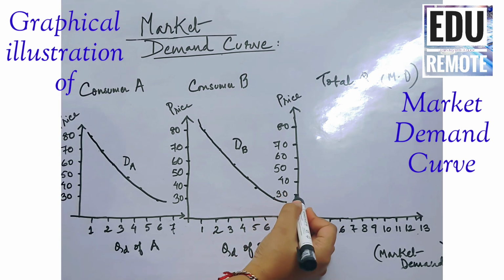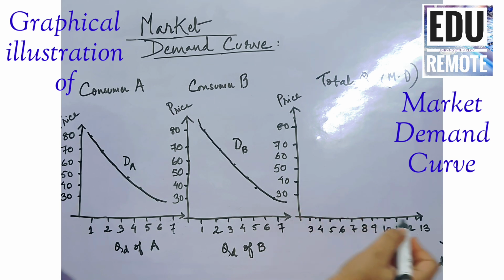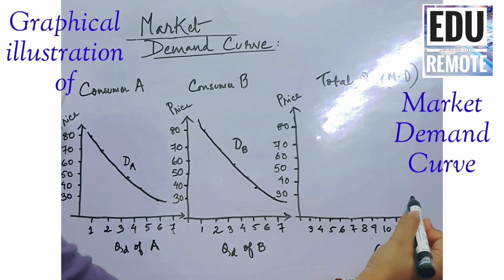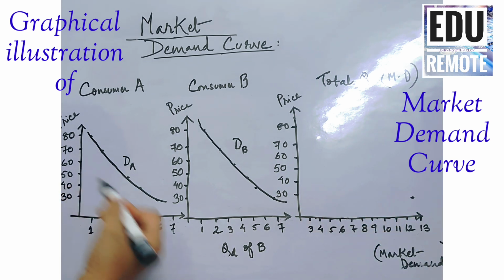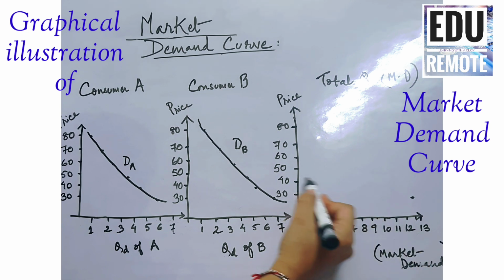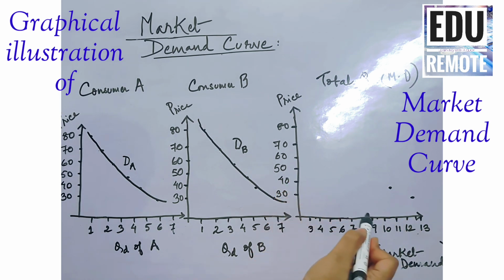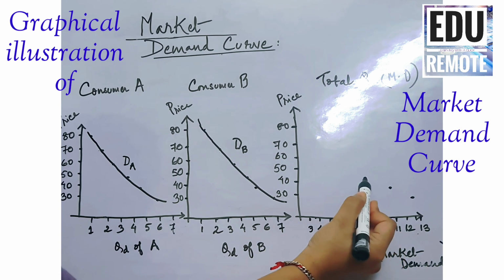The points will be at 30, it is 6 plus 7 is equal to 13. So at 30, the total quantity demanded is 13. Then at 40, it is 5 plus 6. So the total quantity demanded is 11. At 40, we have this point as 11. Similarly, at 50, by horizontal summation, we have the point at 9. So it will go up to 9.